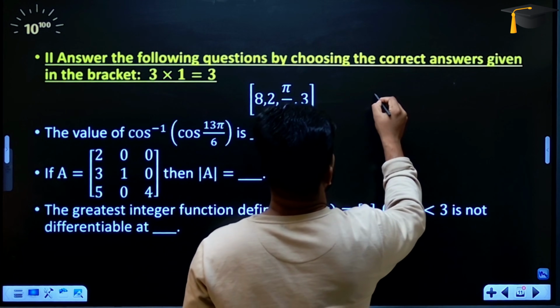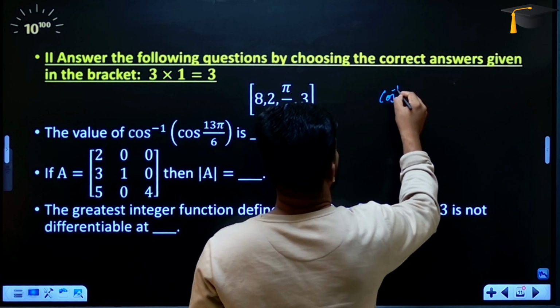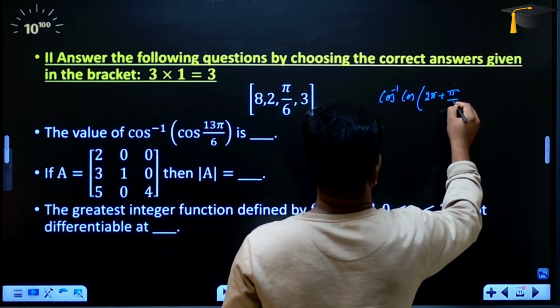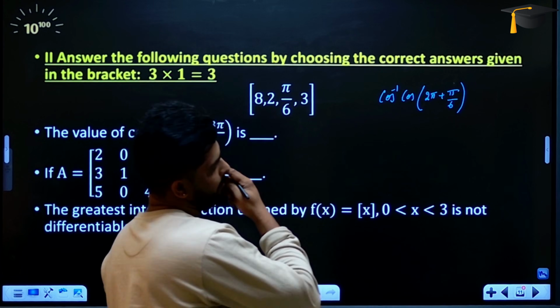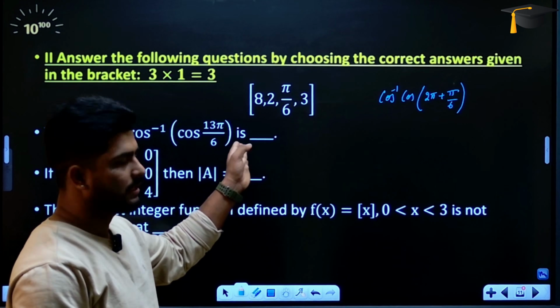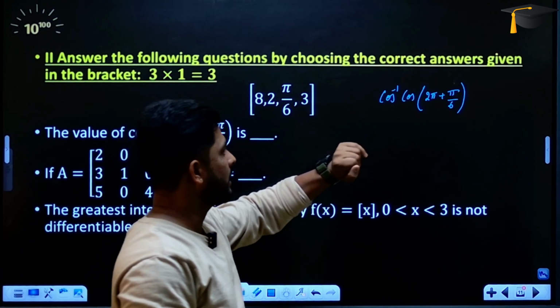So this can be taken as cos inverse of cos of 2 pi plus pi by 6. Okay, 2 pi plus pi by 6 means 2 pi is 360, so 13 pi by 6 is 390 degrees. So 360 plus 30 we can take.